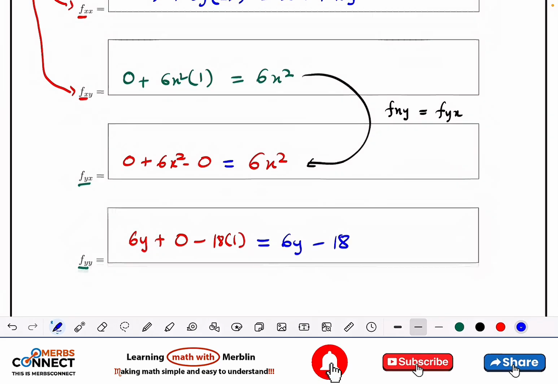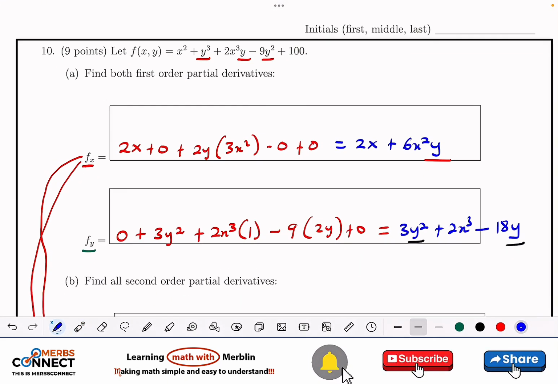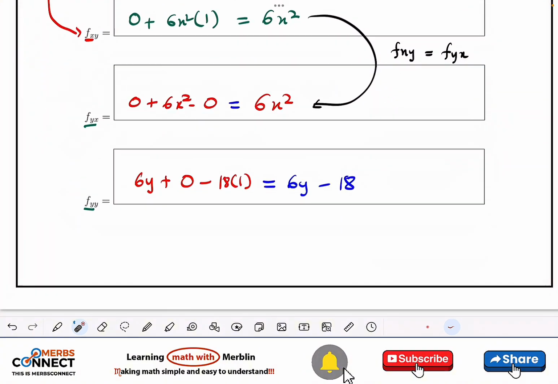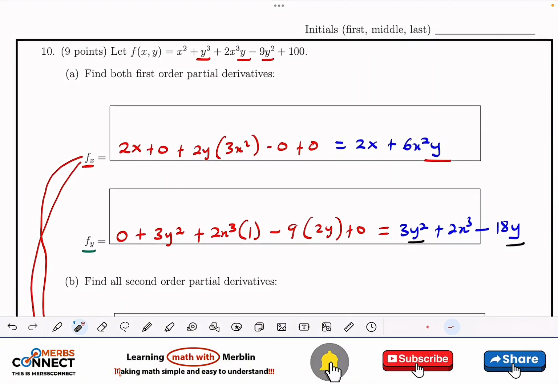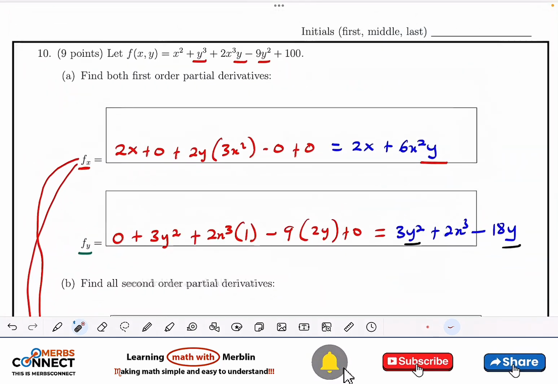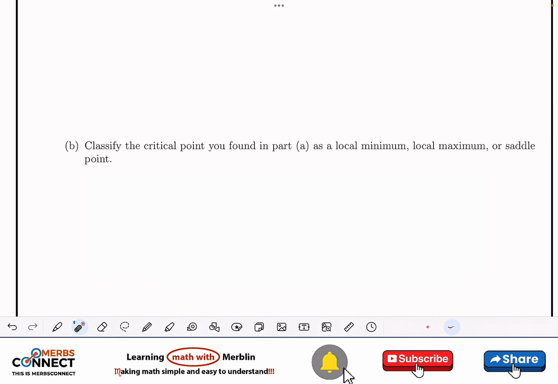Interesting. So this type of question, if you practice very well, and if this one is 10 points, 9 points, you should be able to get everything right. Let's do the last question and then we are done with this video, right? Question 11.